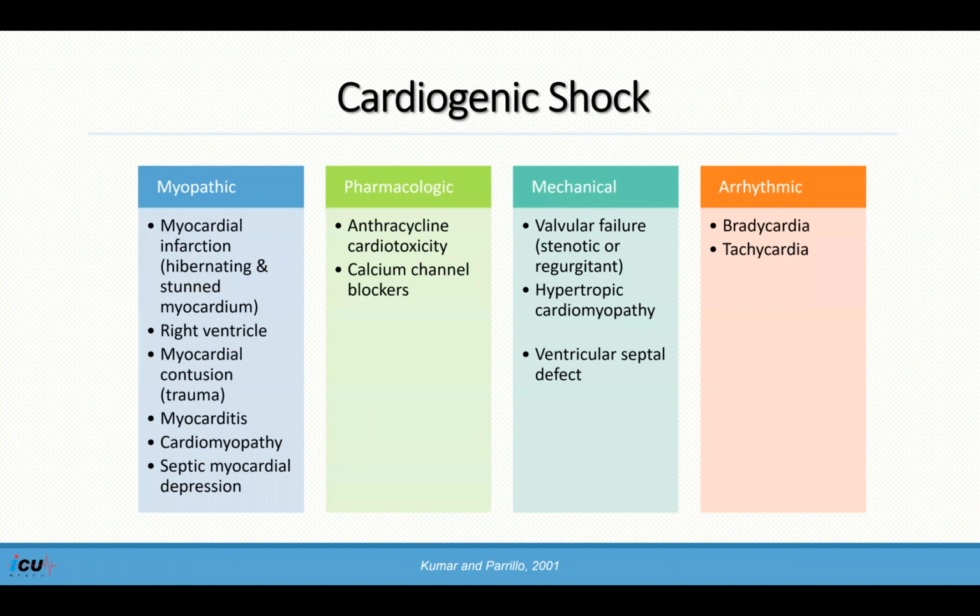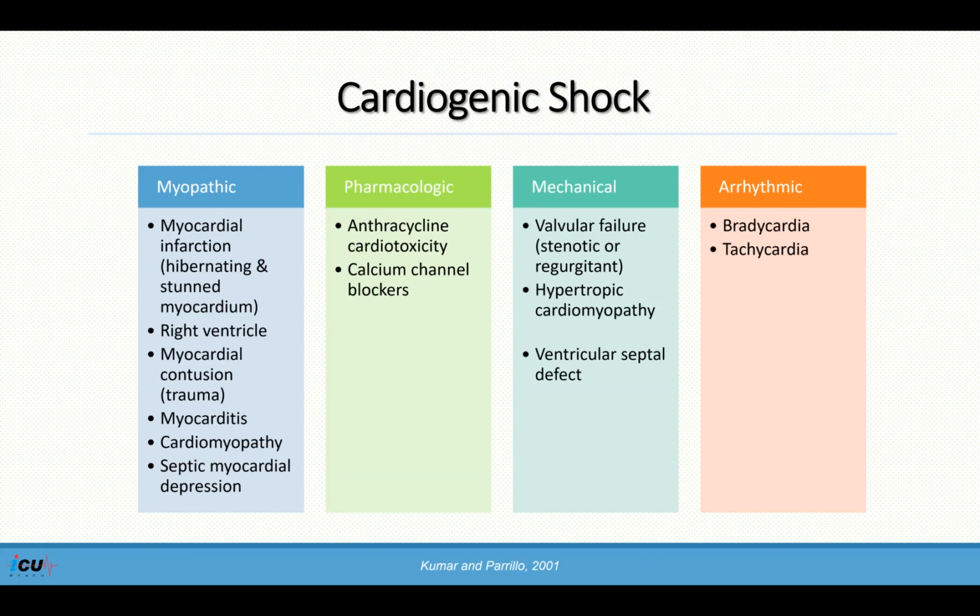Differential diagnosis: it could be myopathic, secondary to myocardial infarction, or a condition of hibernating or stunned myocardium. We have failure of the right ventricle because of multiple reasons. Acute pulmonary embolism or massive pulmonary embolism, for example, is myopathic and obstructive at the same time. Myocardial contusion in cases of trauma, myocarditis, cardiomyopathy, septic myocardial depression.